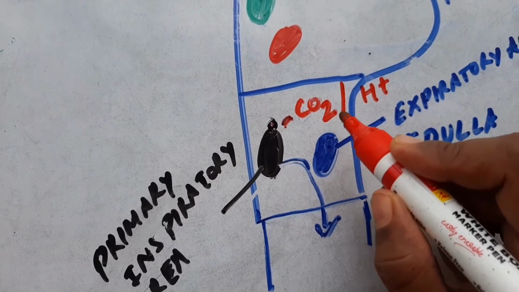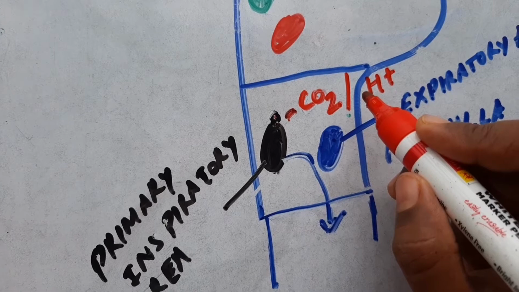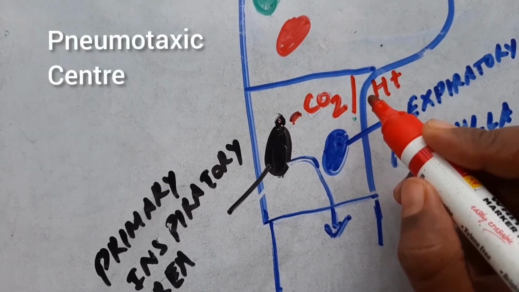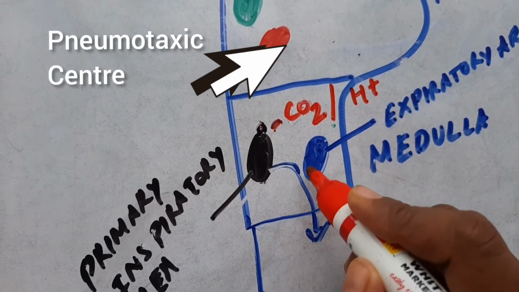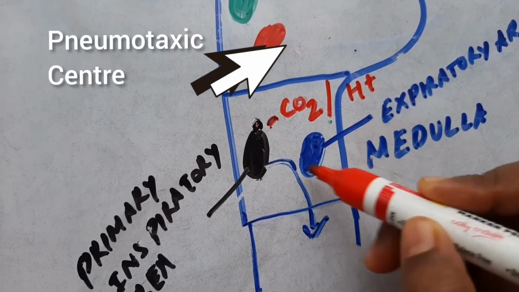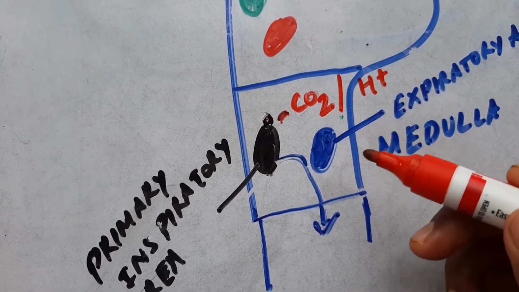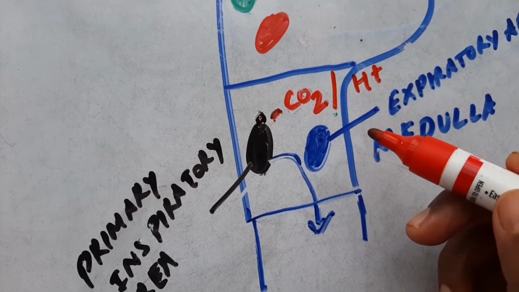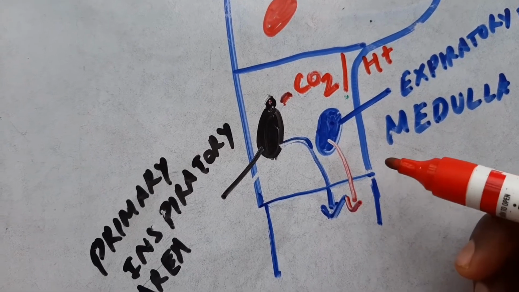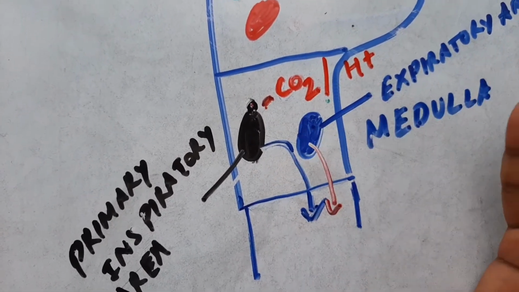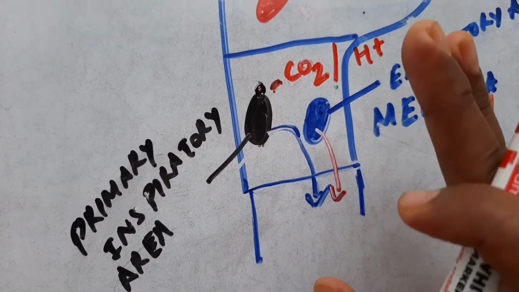The chemosensitive area becomes sensitive to carbon dioxide and hydrogen ion concentration, which in turn sends the signal to the respiratory centers. Here the expiratory area can increase the rate of respiration by sending the signal by the nerves to the intercostal muscles, as you have learned in the previous video about the working of the intercostal muscles during inspiration and expiration.